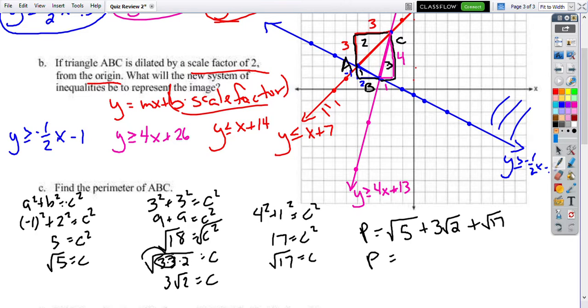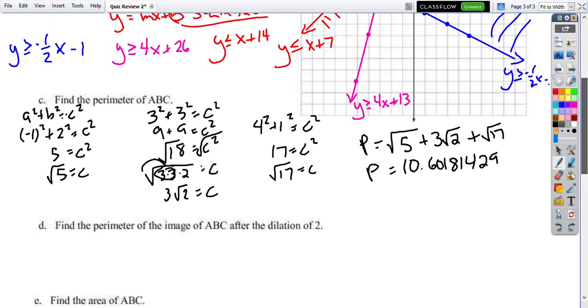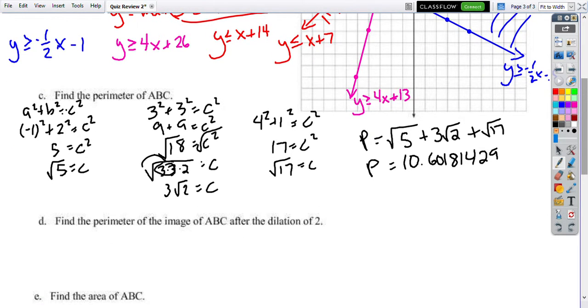And it doesn't say what to round to, so we should not be just rounding to the nearest tenth because that's what we feel like doing. Okay, so if we type all that in, we get 10.601814229. All right, and if we double that, dilation of 2, that just doubles the perimeter.